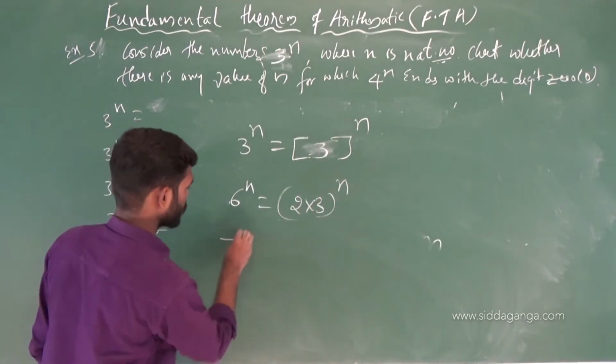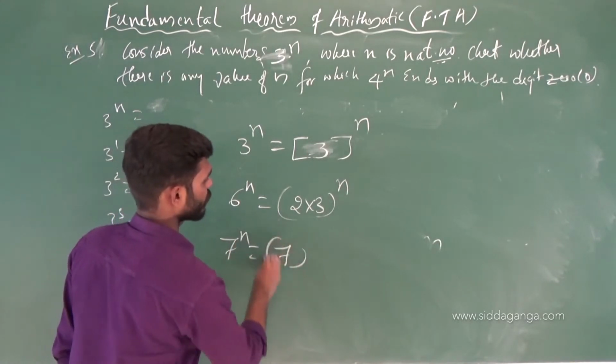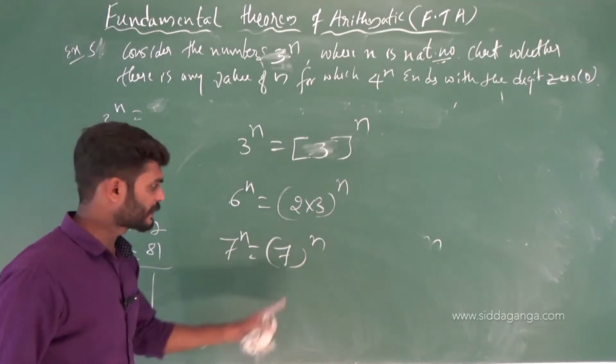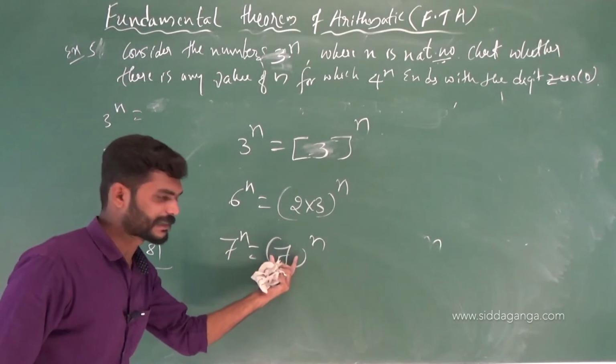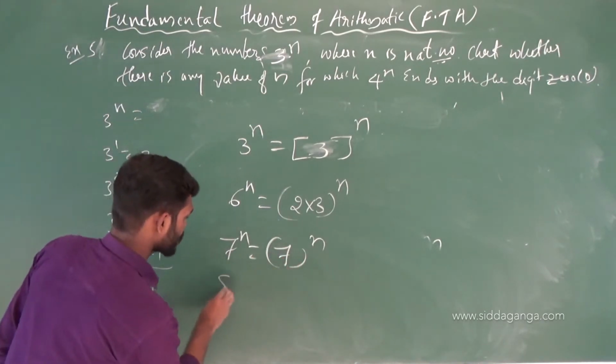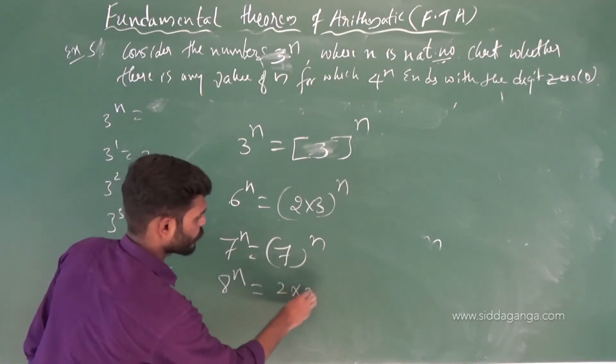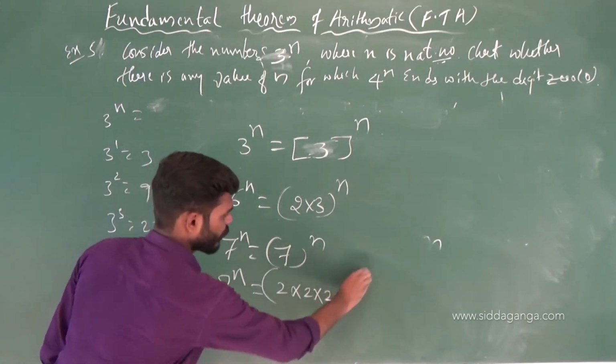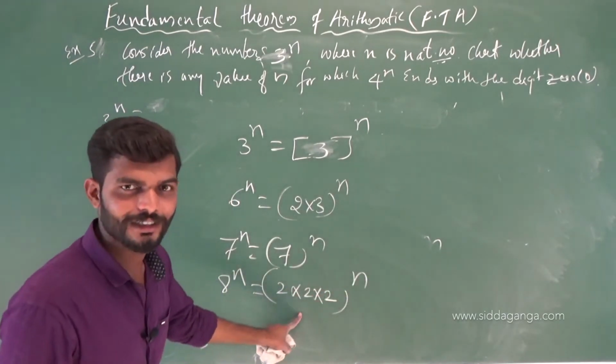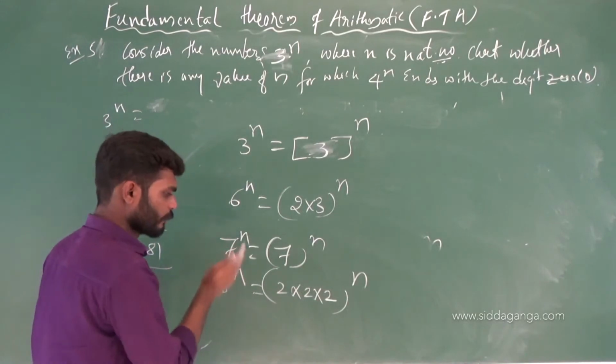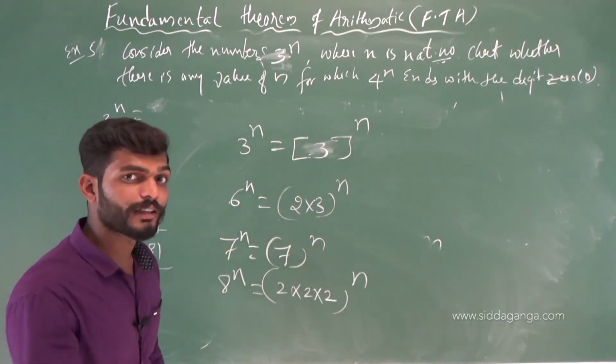7^n: the only way is 7 only. No 2, no 5 in this expansion. 8^n: 2, 2, 2. 2 is there but no 5 is there. Therefore, no 8^n number has 0 at the end.